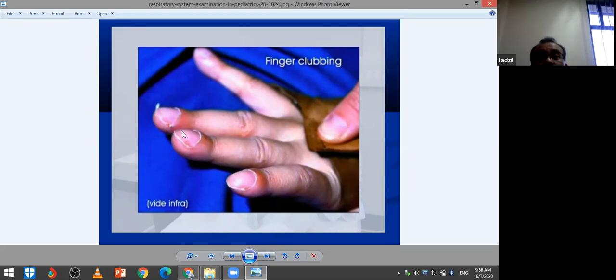So you have to be able to identify the clubbing. Sometimes we ask you to examine the finger, but you still miss the clubbing. If we ask, can you examine again? It means something. It means, wow, why are you being asked to examine again? And look for the clubbing.